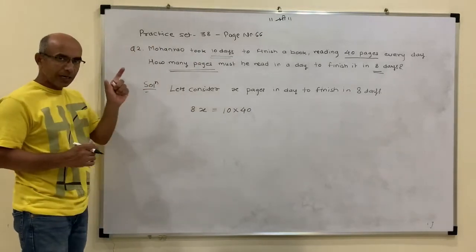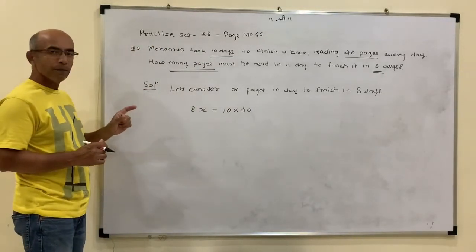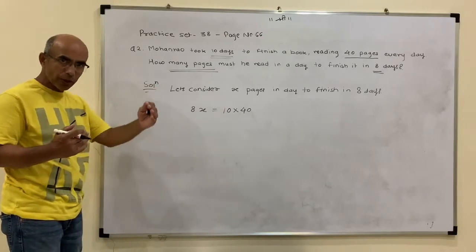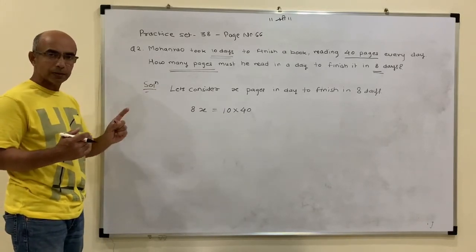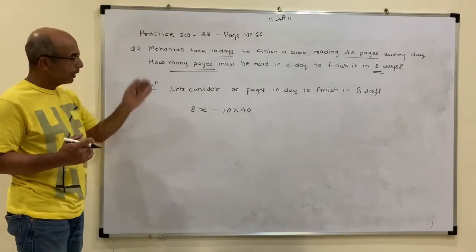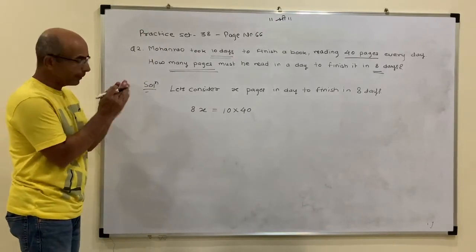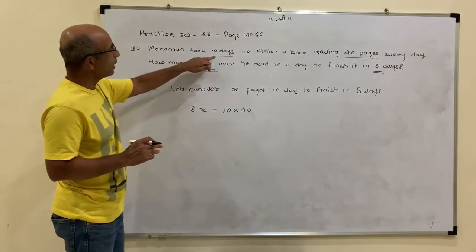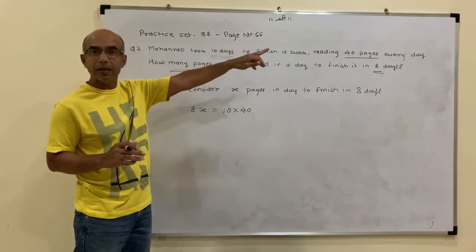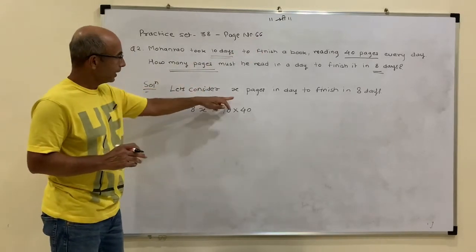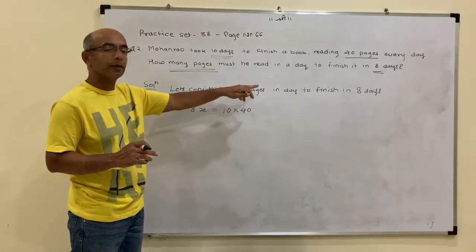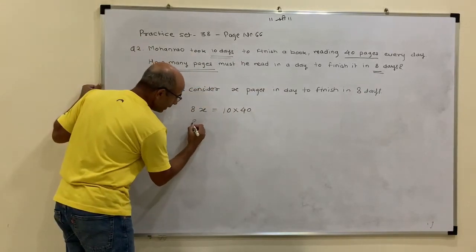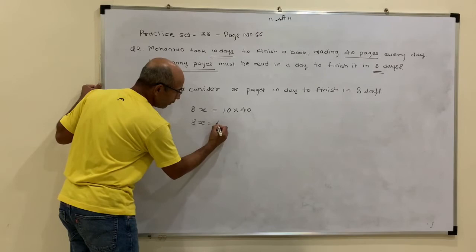Yeah. See, the size of the book is the same. So if he reads more pages every day, the days are going to decrease. If he reads 1 page, then the days are going to be more. So here the book is the same. That's the reason the equal sign is here. And now 10 days when he reads 40 pages, and x pages when he has to finish it in 8 days. So now 8x equals 400.